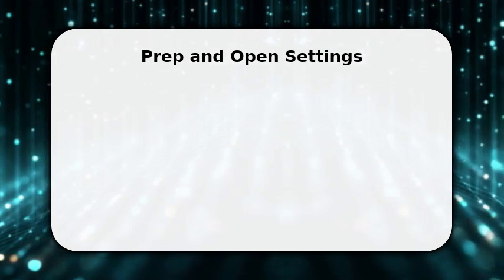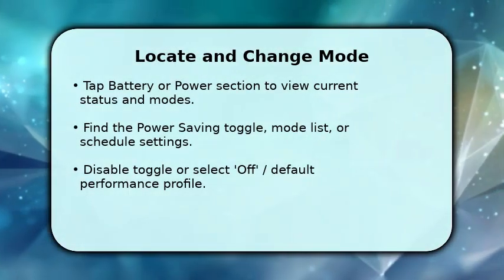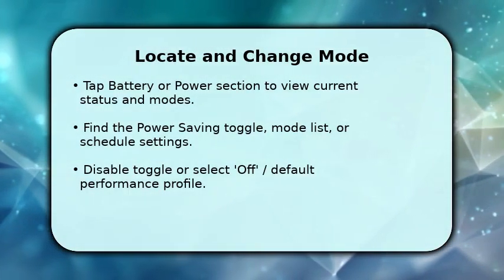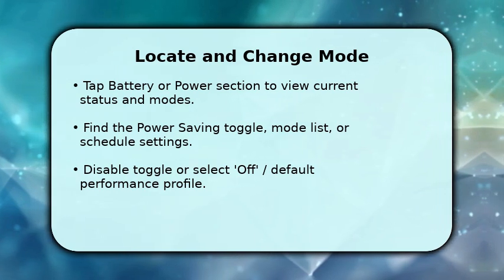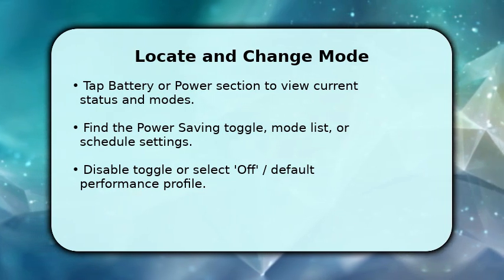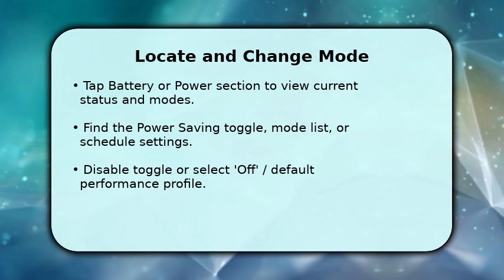Now that you're in the battery or power menu, scan for the specific power saving control. Some systems present a toggle labeled power saving, battery saver, or low power mode. Others use named profiles like maximum battery or optimized. Tap the toggle or open the profile list and choose off or the normal performance profile.